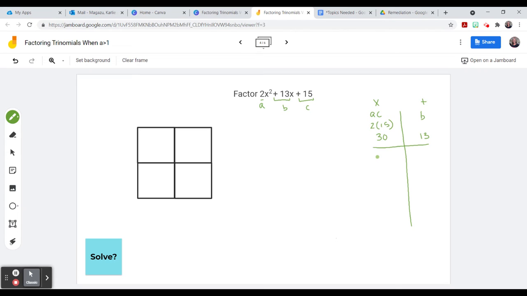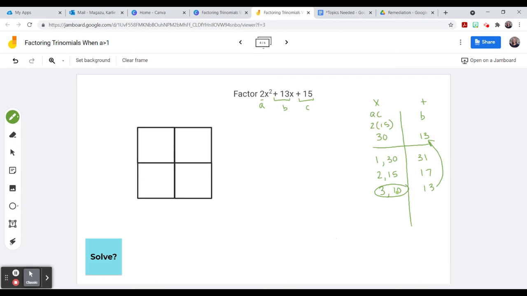I start at the easy one, 1 and 30. That gives me 31. You're out. I have 2 and 15. That gives me 17. Nope, out. I have 3 and 10. That gives me 13. Oh, look at that. Ding, ding, ding. 3 and 10 work.